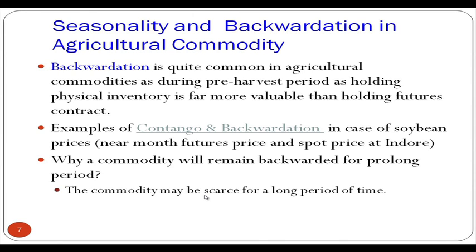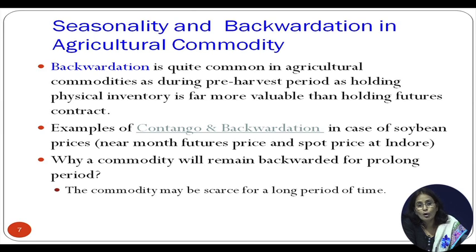Now, my next question to you: why will a commodity remain backwarded for a prolonged period? The pre-harvest season or pre-plantation season could be 2 to 3 months. But why will a commodity remain backwarded for a long period of time? This could be because in an economy, the demand for the commodity is far higher than the supply of the commodity. In such a situation, the spot price will be higher than the futures price, and the commodity will be exhibiting backwardation for more number of days.